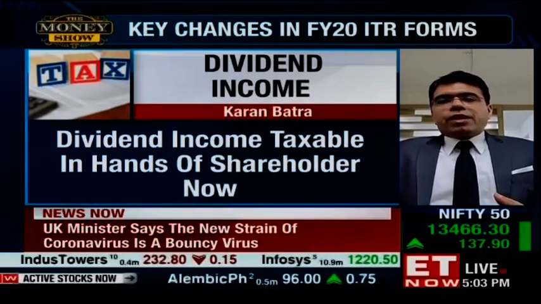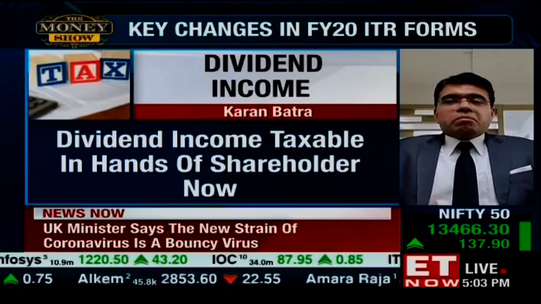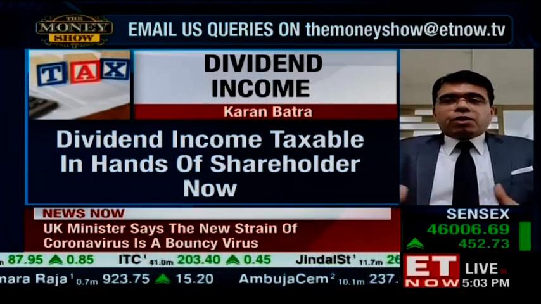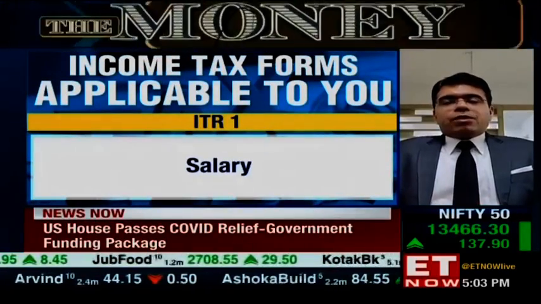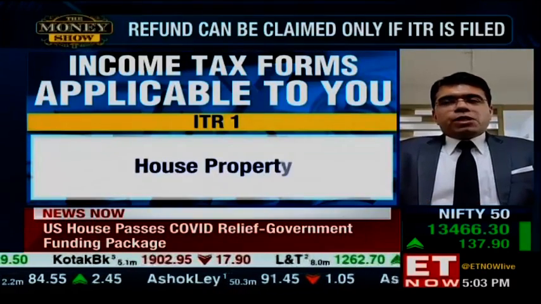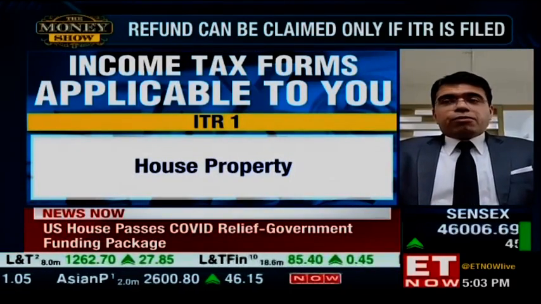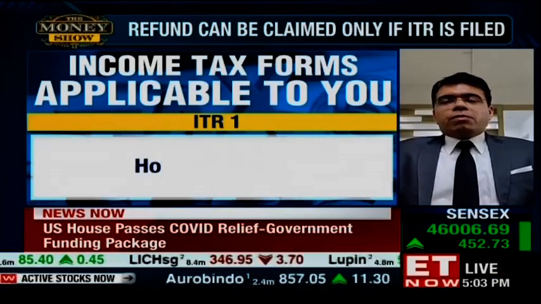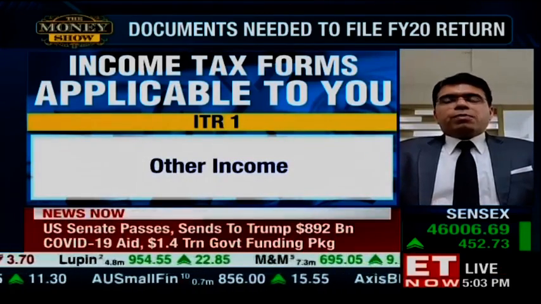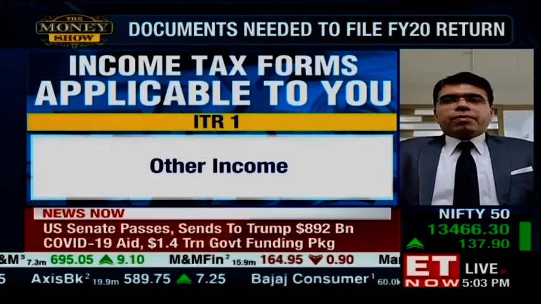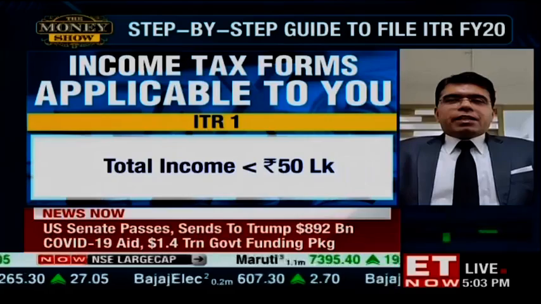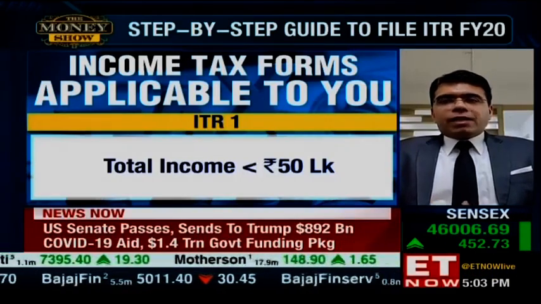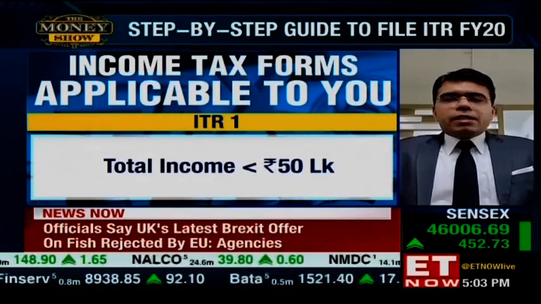However, if you have income from other sources, like multiple house properties or capital gains, then you cannot use ITR 1. Then you shift to ITR 2. And in case you are a small business owner, you can use ITR 3 or ITR 4. And if you have a business which is auditable, or a business in which you're not availing presumptive tax, then you can use ITR 3. To be frank, ITR 3 is a bit difficult for a common man to file himself, and ITR 1 is the easiest.